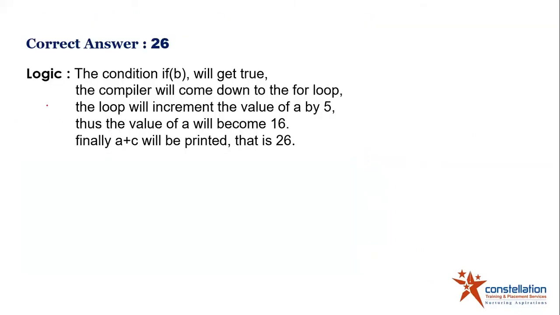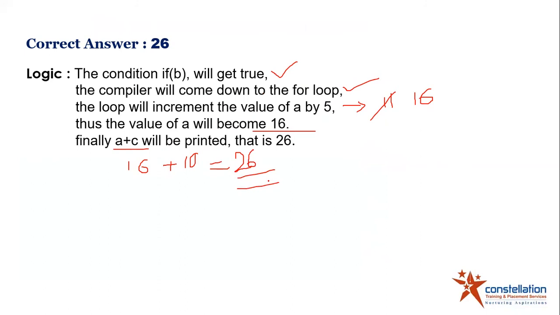Okay, so here are the steps. The condition if b will be true, that's what we discussed. After that, the compiler will come down to the for loop, and there the loop will increment the value of a by 5. So from 11, it became 16, right? And thus the value of a will become 16. And finally, a plus c will be printed as 26, because 16 plus 10 results in 26. So the final output is going to be 26.